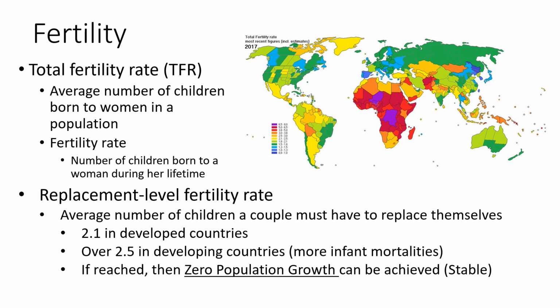So a replacement level fertility rate would be when a couple replaces themselves. So in developed countries, you have to take into account infant mortality rate and whatnot, but in developed countries, replacement level fertility would be 2.1 children per woman. That sounded weird. I'm sorry. Children per woman. And in developing countries, because there's more infant mortalities, couples need to have over 2.5 children per woman in order to reach replacement level. And if these countries do have replacement level fertility, then we can say that we've reached zero population growth, at least in terms of birth rates, right? And so we call that country stable.